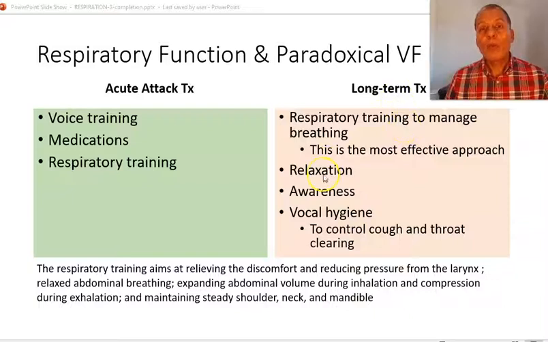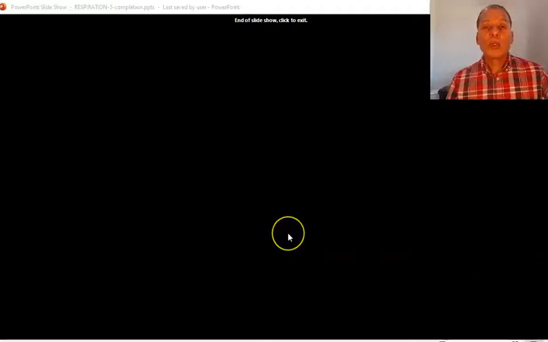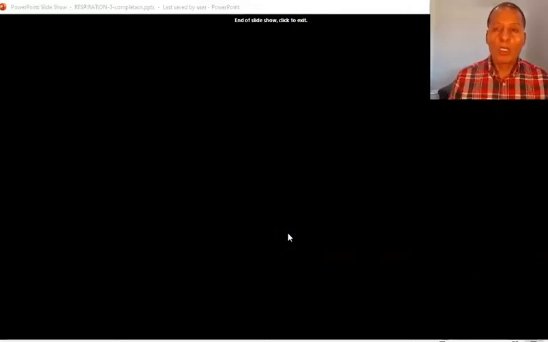For long term, also there are relaxation exercises, informing the patient and increasing awareness about how to use their vocal folds and how breathing relates to vocal fold function and vocal fold hygiene to simply control the cough and throat clearing. So that brings to conclusion this part.